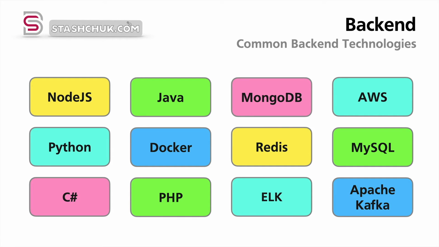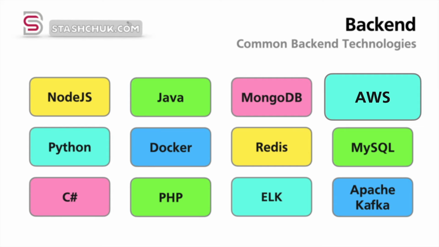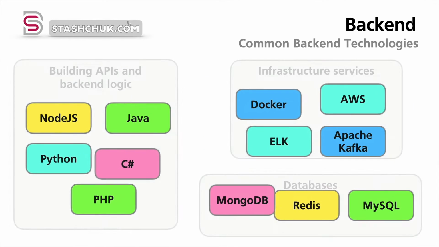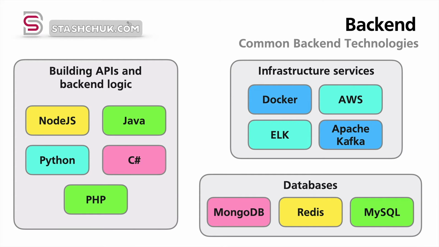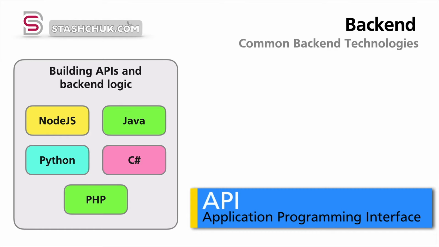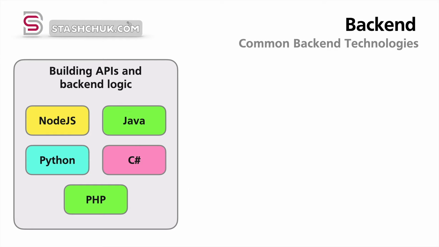And all of those parts of the backend could be running using Docker and Kubernetes in the cloud provided by Amazon, which offers Amazon Web Services. Those backend parts could be combined into 3 different groups. First group is a group of programming languages such as Node.js, Java, Python or C#. Programming languages are used in order to build APIs, application programming interfaces, and actual backend logic.